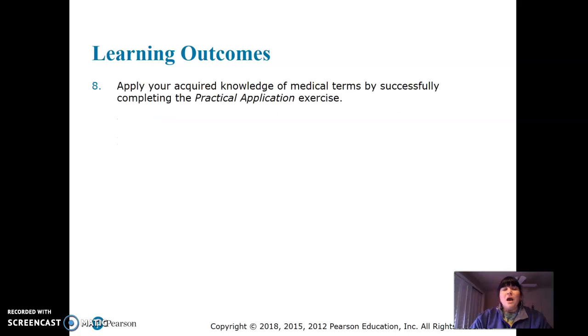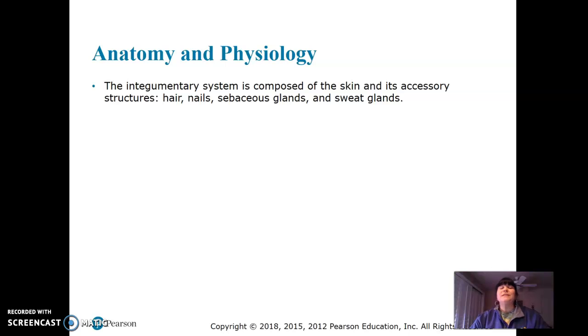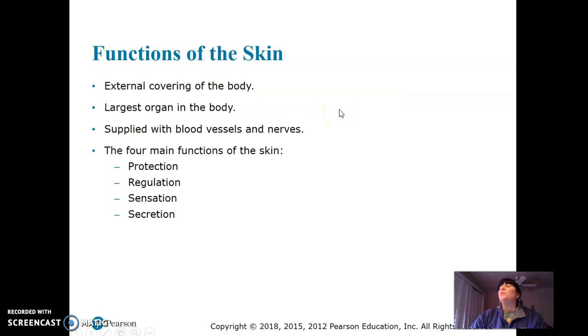So all right, let's take a look. The integumentary system, right? So it's composed of skin and its accessory structures. So hair, nails, sebaceous glands, sweat glands. All right. So what is the function of the skin? If we think about it, it's protection. The major function is protection. If you think about what's under the skin, well, under that there's fat, under that there's muscle, under that there's bone, there's nerves, there's blood vessels, but the skin itself is for protection.